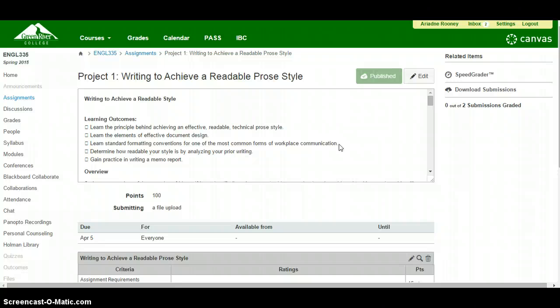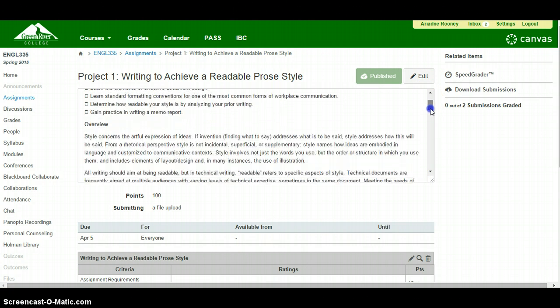Honestly, people don't use memos anymore. They email each other in the workplace, but reports are nearly always done, at least at most big box companies like Amazon and Google, in memo style, so this is a style that you may very well use. I want you to be able to determine how readable your style is by analyzing your prior writing, because often you repeat the same kinds of patterns in your writing, so I want you to analyze and see what you find. And I want you to gain practice in writing a memo report.